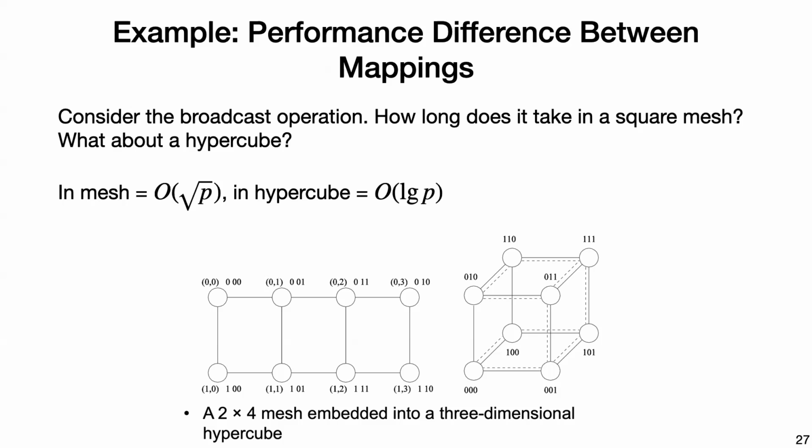So this is root P because if you had a square, you have to at least go all the way down the row, and the row is going to be root P. However, here, this is log because we know that we can do log broadcast in a hypercube. You have a root, and the root sends it to someone, and the number of processors participating in the broadcast doubles every round in the hypercube. But it's not happening here in the mesh because the links aren't set up that way.